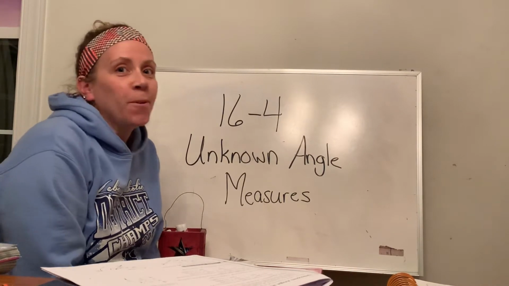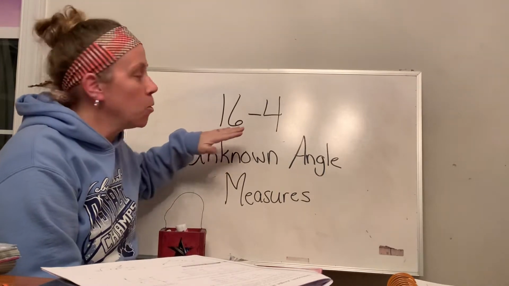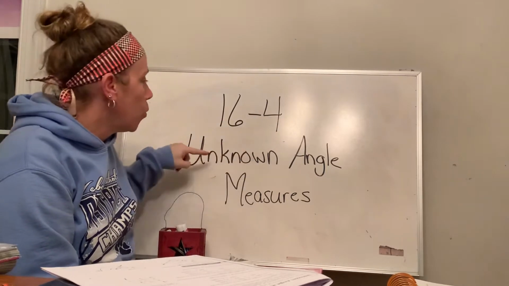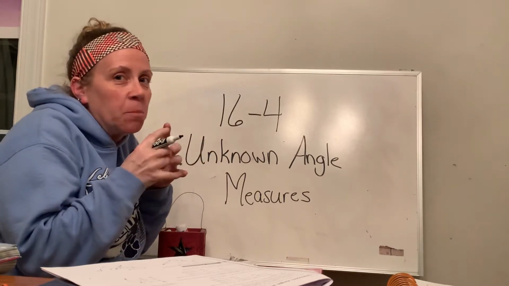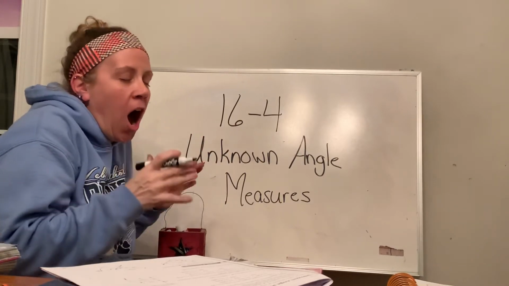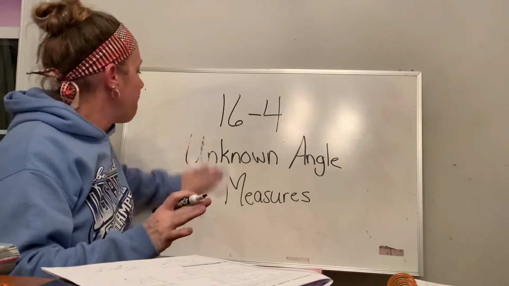Fourth grade. I almost said sixth grade. Fourth grade. We're on chapter 16, lesson 4. We are doing finding unknown angle measurements. All right. So, anything unknown. Let's just work on that first.